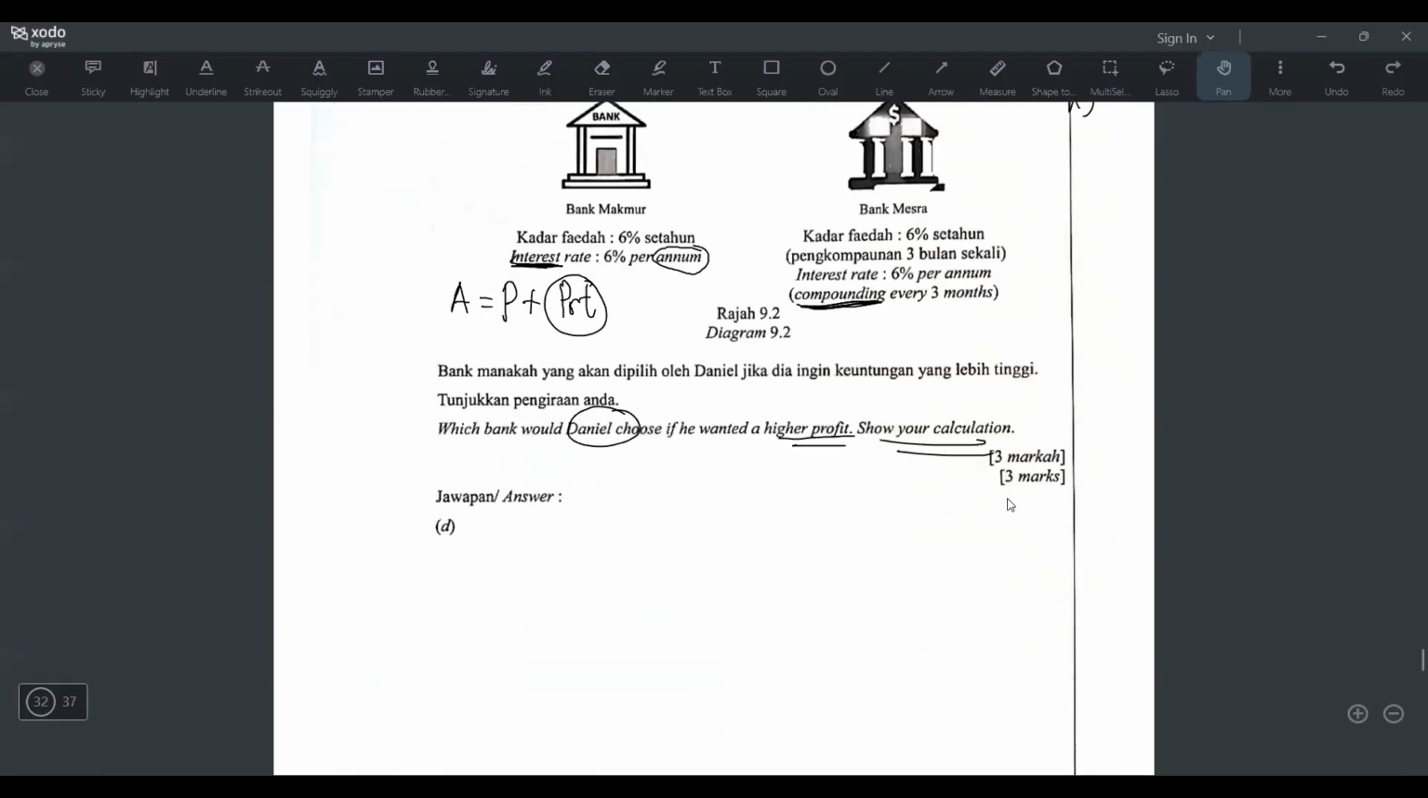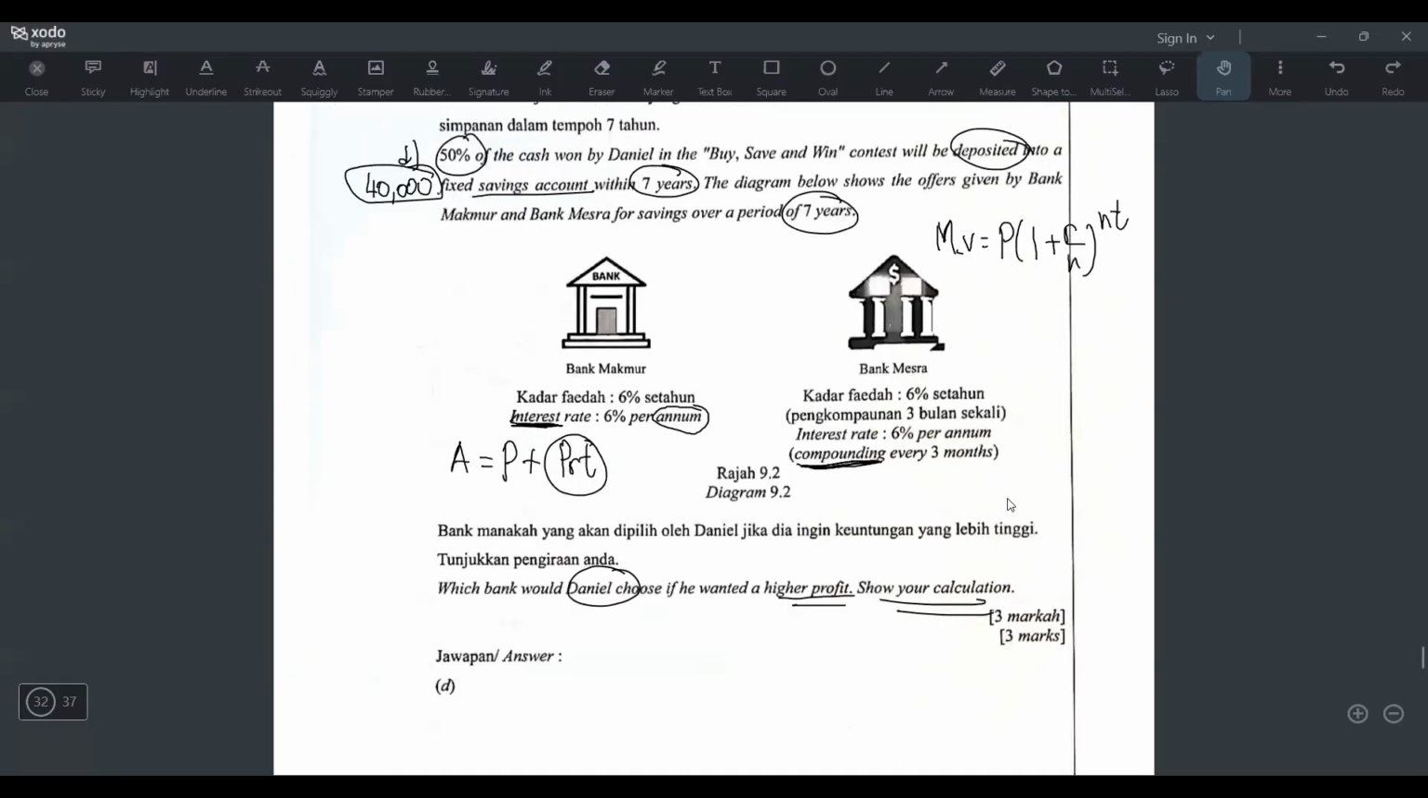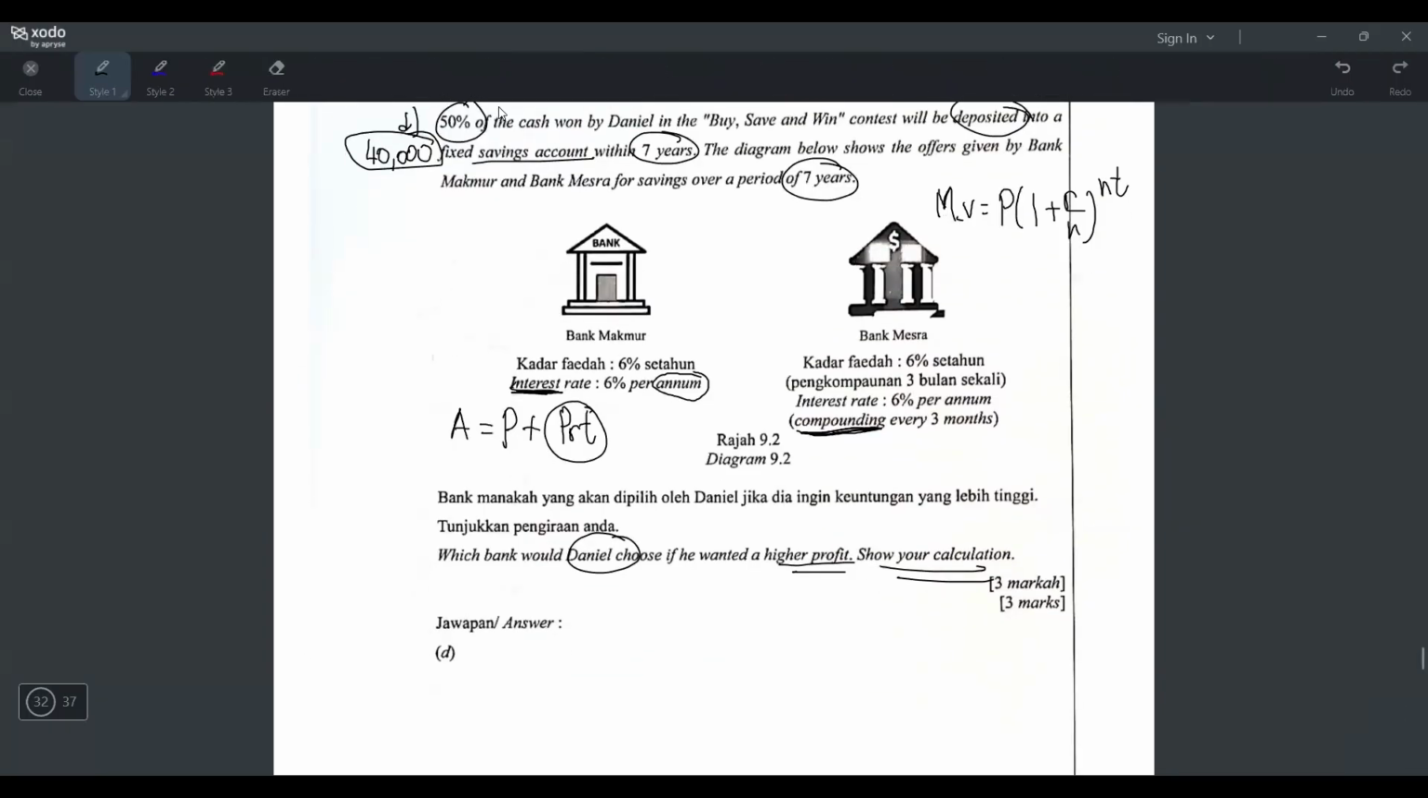Okay, this is the soalan. Now we start to find our amount, right? So if he saved in Bank Macmore, what is the ending amount after 7 years? We use this formula, right? So I'll write here Bank Macmore. So for Bank Macmore, the formula to calculate the ending amount is to take the 40K, which is the starting amount, plus the interest, right?